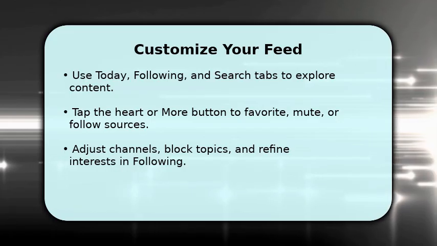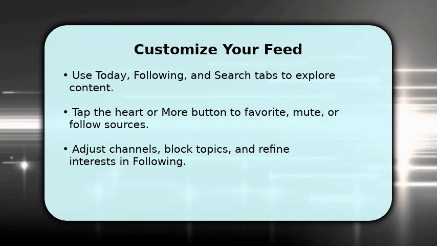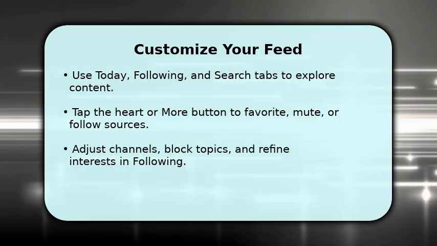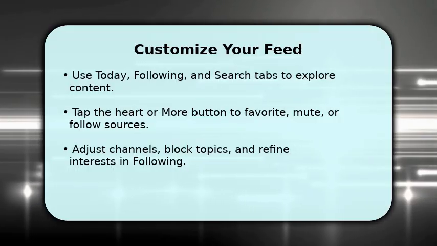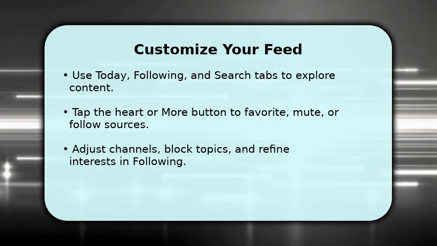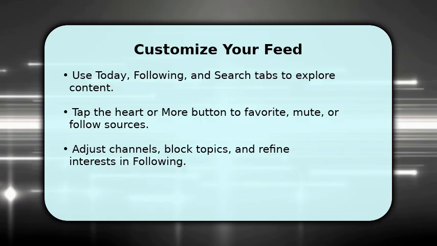Use the Today tab to browse curated pieces and the following tab to manage sources. When you find a source you like, tap Follow or the heart to emphasize it. Conversely, tap the More menu to mute or block channels you don't want. If a topic gets noisy, refine interests under Following by removing or adding keywords. This ongoing tuning improves relevance over time, so repeat these steps as your interests change.